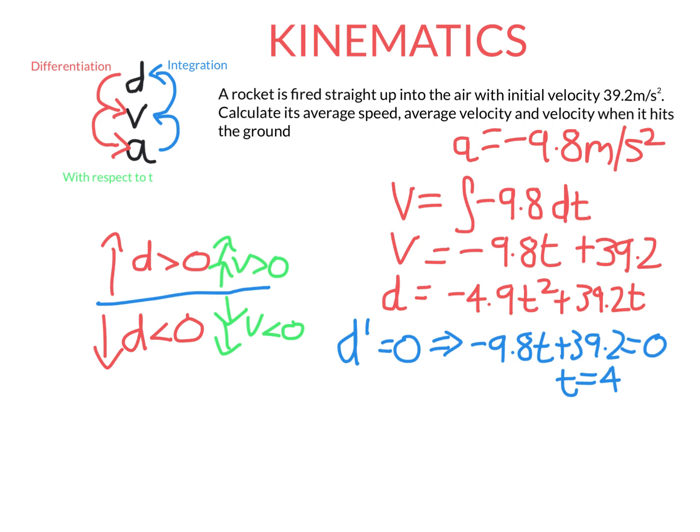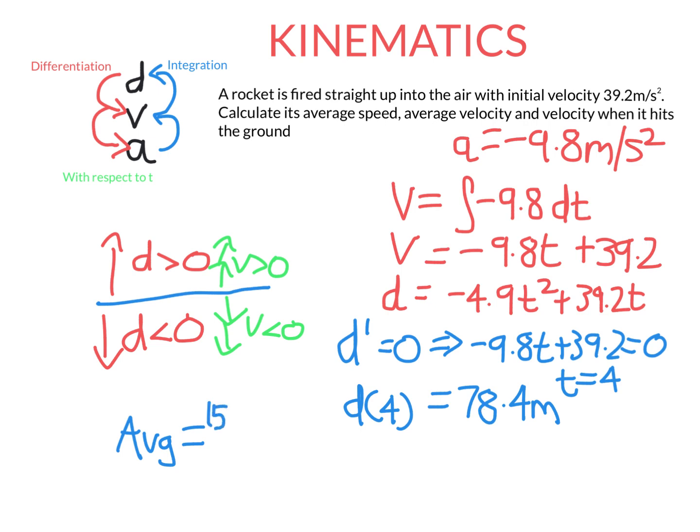In other words, the rocket went up for 4 seconds and then it stopped and turned around and started falling back down towards the Earth. So the distance after 4 seconds, all I do is substitute that here. So I get 78.4. That means the rocket reached a maximum height of 78.4 meters. So that means the rocket traveled a total of 156.8 meters. It traveled 78.4 up, 78.4 down.